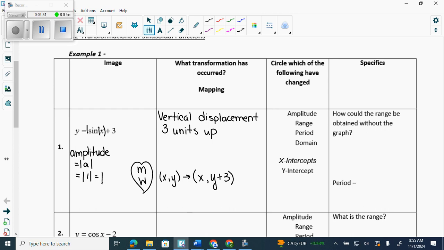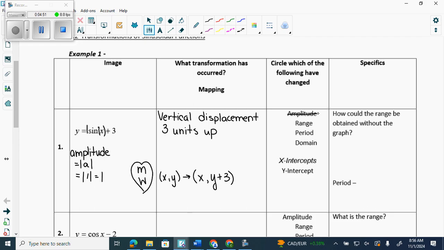Yeah? So did the amplitude change? We have to circle what changed. Did the amplitude change? Nope. Did the range change? It's normally from -1 to 1. I now moved it 3 up. So it's going to be from what?